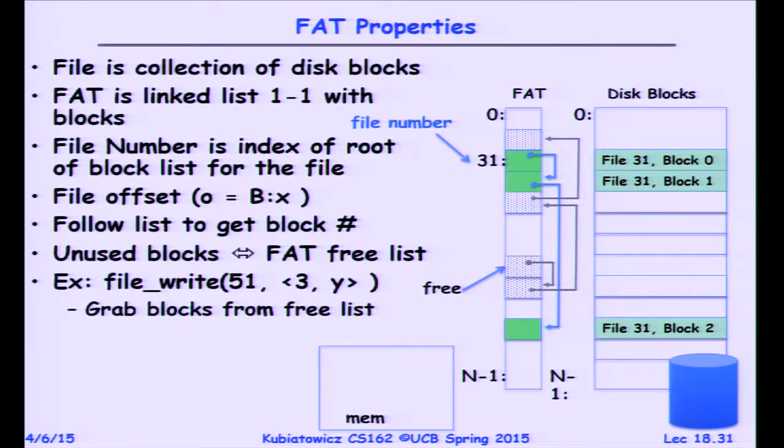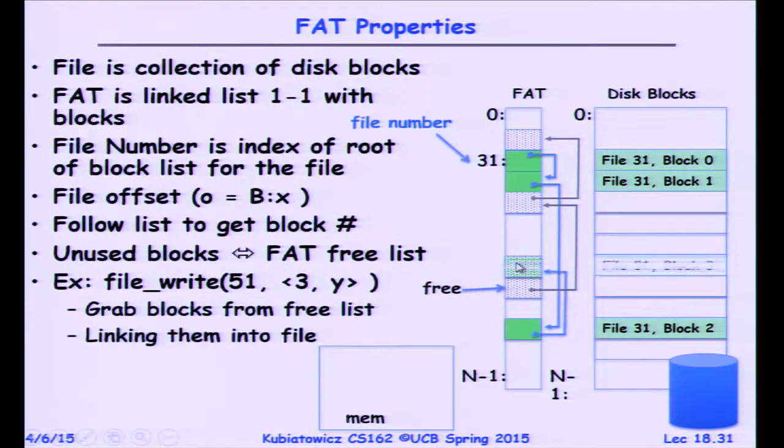So let's actually look at what happens with a file write. Here, if I want to write block 3, what do I have to do? Well, first of all, there is no block 3. So I have to take the free list, allocate a free block off of it, and then link it in, and then I can do my write. Okay, so there we go.